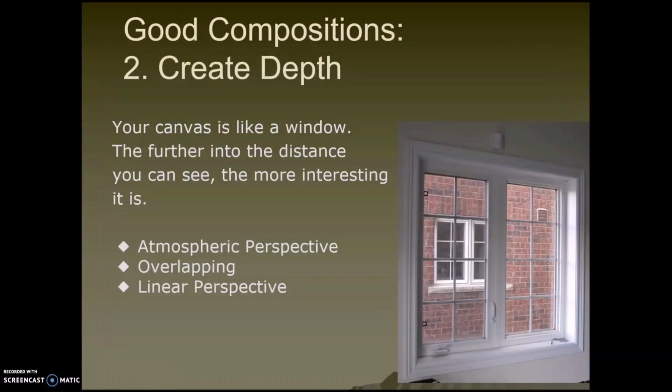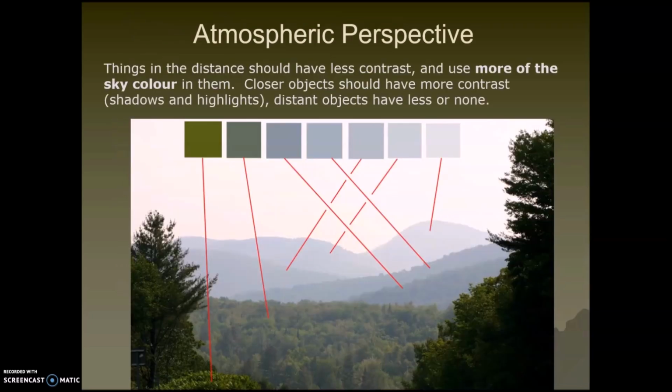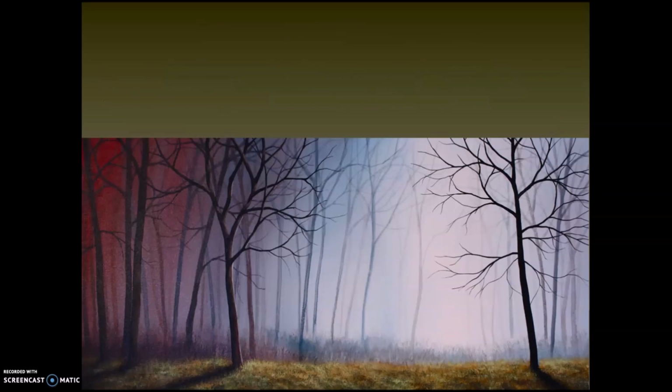The second thing you want to do is to create the illusion of depth in your landscapes, and there's 3 different ways to do that. Atmospheric perspective is the first one, and that's the rule that the further away things are, the more sky color they have. Got a gray sky, things get more gray as you go into the distance. The black trees in this image look closer to us than the gray ones because the sky is gray.